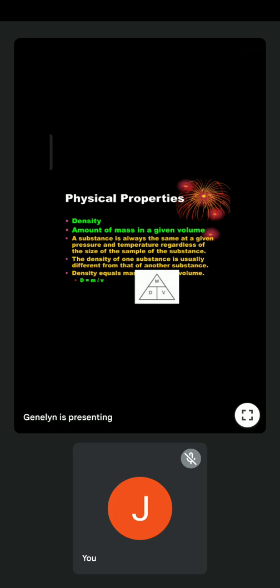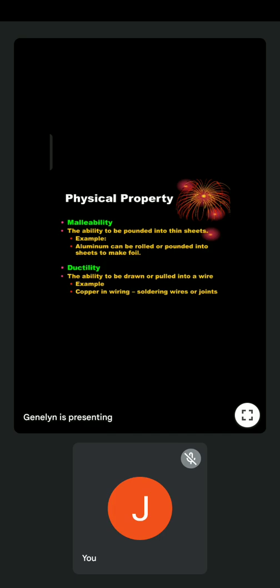Density. It is the amount of mass in a given volume. A substance's density is always the same at a given pressure and temperature, regardless of the size of the sample of the substance. The density of one substance is usually different from that of another substance. Density equals mass over volume.